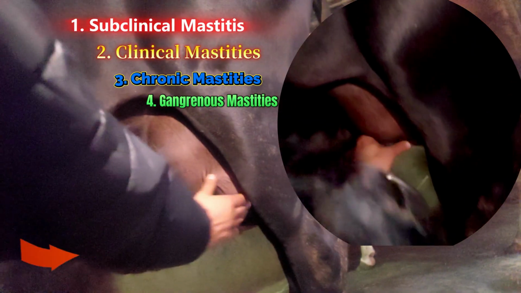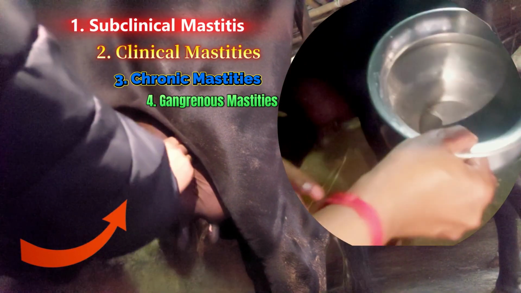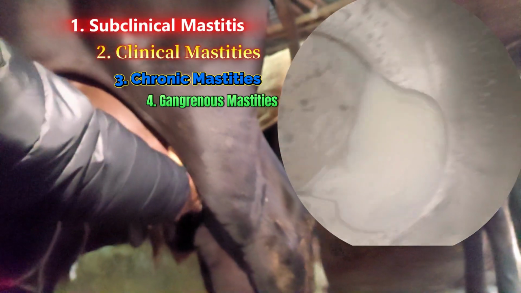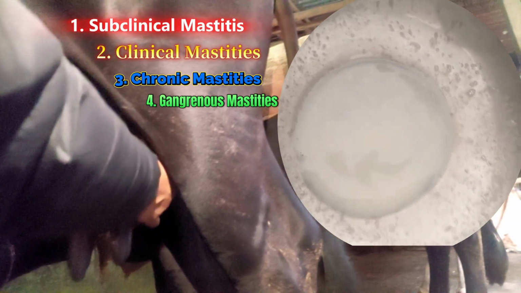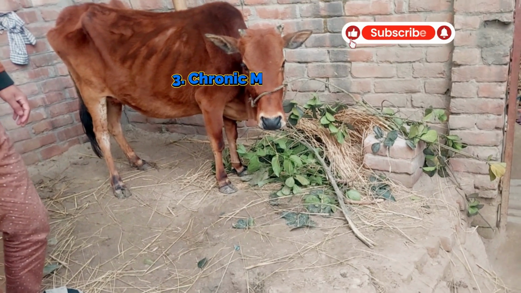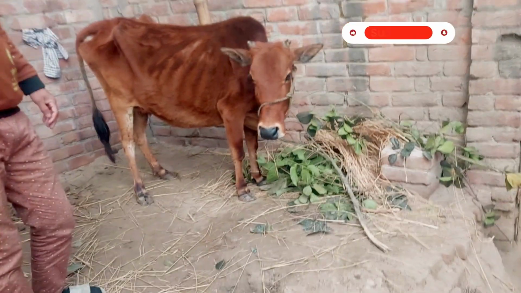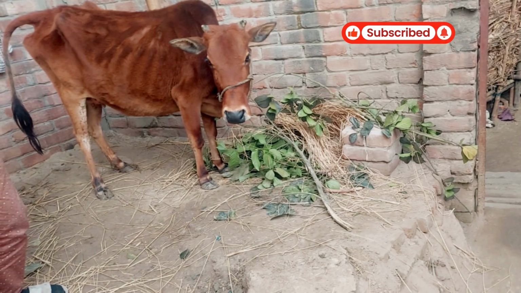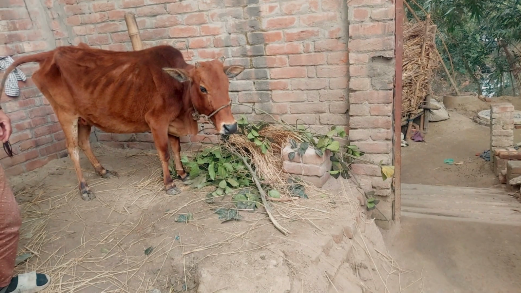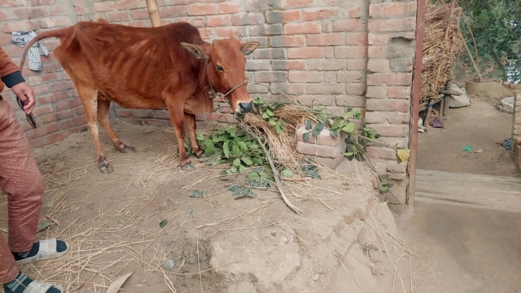Subclinical mastitis is the most common form and often goes unnoticed because there are no visible signs in the udder or milk. It is mainly caused by bacteria such as Staphylococcus aureus, Streptococcus agalactiae, and E. coli. These pathogens enter through the teat canal, especially in poor hygiene conditions. There are no obvious visible signs, but milk production decreases and somatic cell count increases.